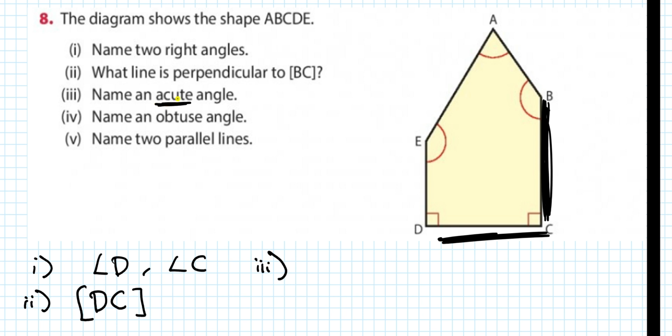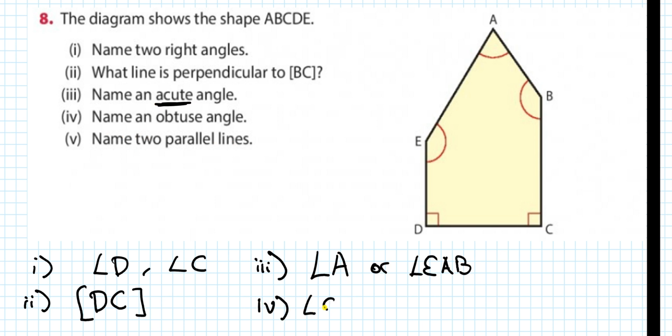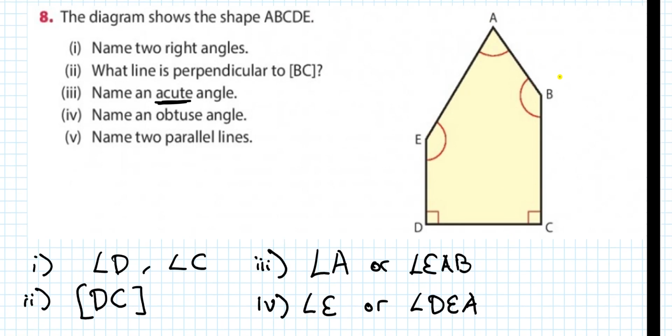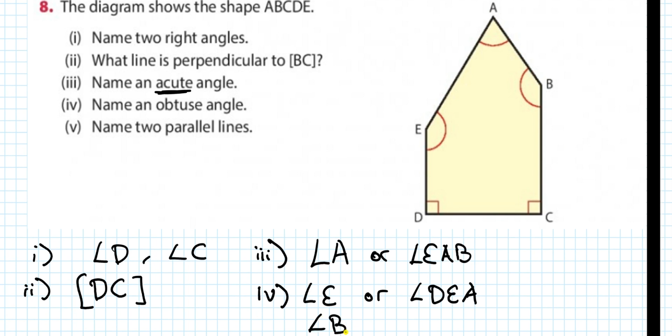3. Name an acute angle. Acute means small, doesn't it? Smaller than 90 degrees. So we're looking up here. We could say it's the angle A, or it's the angle EAB. So either way you want to describe it, EAB. An obtuse angle, okay, an angle that's bigger than 90 degrees, so 4. There's two options. We could either say the angle E, which could also be described as the angle DEA, or we could use the angle B, which could be described as ABC.